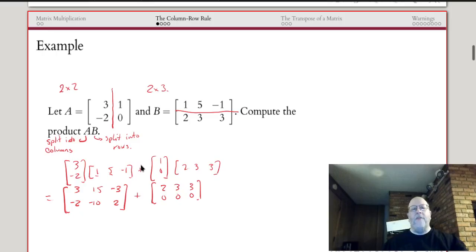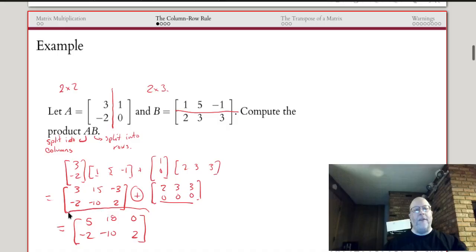And then we add these results together. So the top row, 3 plus 2 is 5, 15 plus 3 is 18, -3 and 3 cancel and give me 0. And then the bottom row, we're always adding 0, so we just get -2, -10, and 2. And that is our final answer.